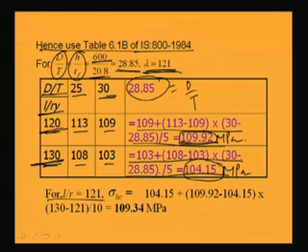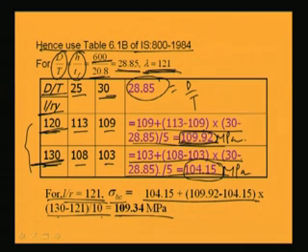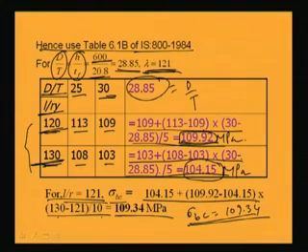Now for lambda equal to 121, again I can find out through interpolation of the values. So sigma BC can be found out as 104.15 plus (109.92 minus 104.15) into (130 minus 121) by 10. 10 is the difference between these two. So I am getting the sigma BC value as 109.34 MPa. So this is how the value of sigma BC can be found out through interpolation.